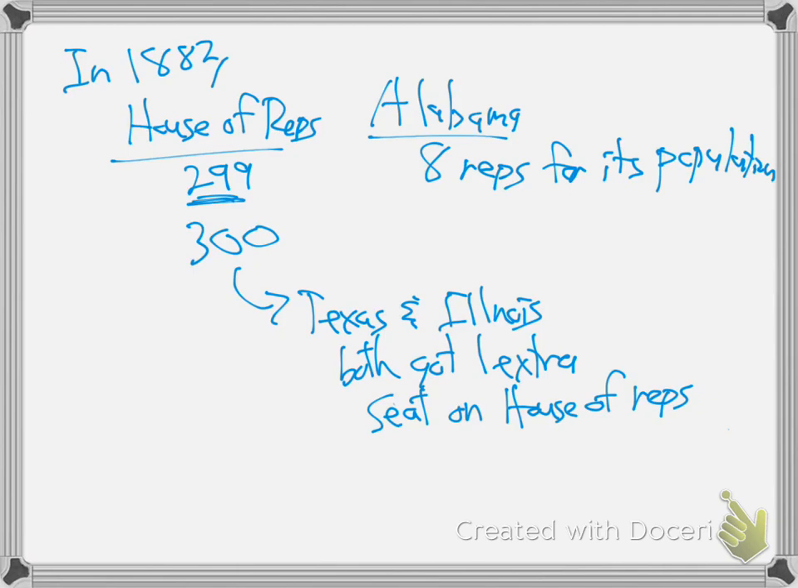1 extra seat. Well, great. 2 states got extra seats. Even better. Well, if 2 states got extra seats, and we only increased the number of seats by 1, what does that mean happened to some other state? They lost 1, and that was Alabama. They went down to 7, and they flipped out. They literally flipped out. Lawsuits and everything, and Hamilton's method was chucked.